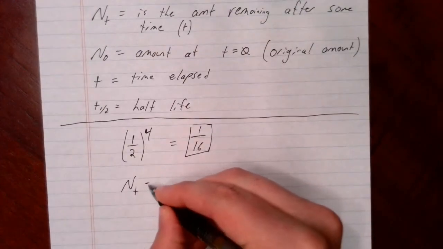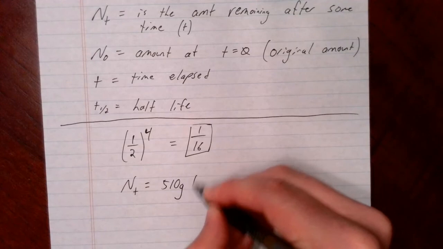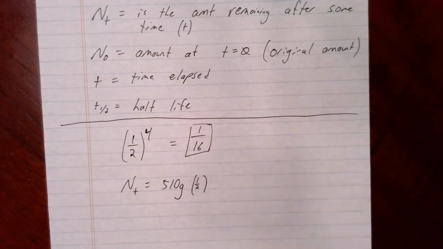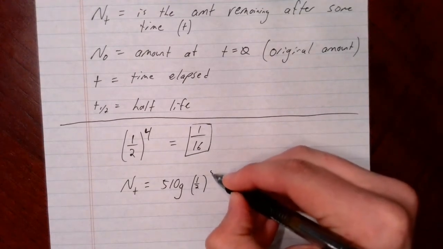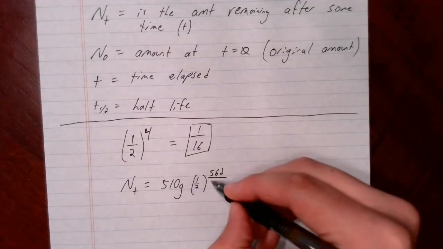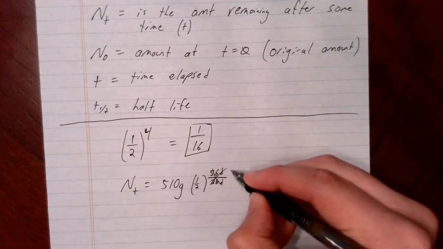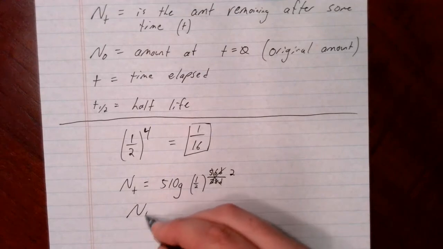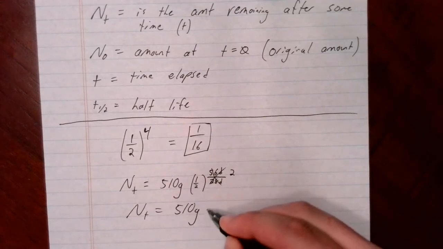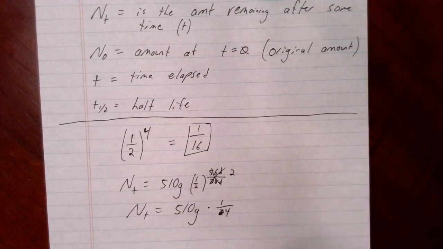So the amount remaining equals the original amount, which is 510 grams, times 1/2. Then I need to know the time that has elapsed, so 56 days. I'll just write that 56D. Divided by the half-life, which is 28 days. Okay, so I could simplify that. 56 divided by 28, I can just simplify that to 2. So then I could do NT, it's 510 grams times 1/4, because 1/2 to the second power is 1/4.